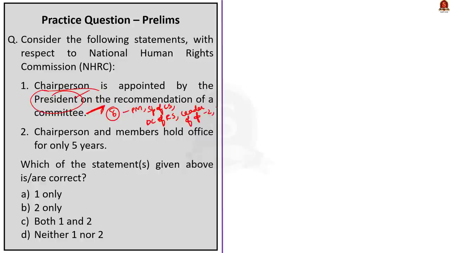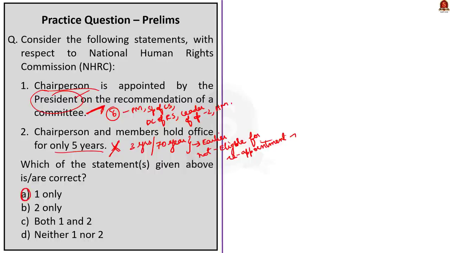Now coming to the second statement, chairperson and members hold office for only 5 years. See, this statement is incorrect because the chairperson and members hold office for a term of 3 years or until they attain the age of 70 years, whichever is earlier. And know that after their tenure, the chairperson and members are not eligible for further employment under the central or state government and they can be removed by the president. So the second statement is incorrect. Now the question is asking for the correct statement. So the correct answer for the question is option A, 1 only.